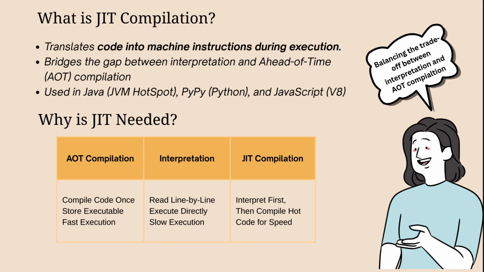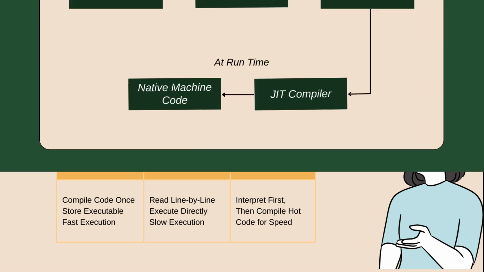Why is JIT needed? Traditional interpretation is easy to implement but slow because it translates code line by line during execution. AOT compilation, on the other hand, compiles everything beforehand, which speeds things up but makes programs less flexible. JIT provides the best of both worlds. It starts by interpreting the code and then compiles frequently used parts, known as hot code, into optimized machine code while the program is running.